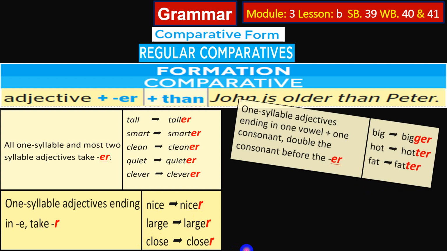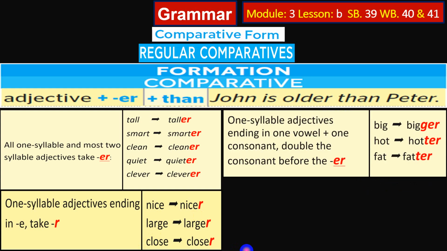Okay? Now let's continue. One-syllable adjectives ending in one vowel and one consonant double the consonant before the er. So when I have a look at this one, you know for sure the vowels and the consonants. The vowels are what? A, E, I, O, U. Okay? We have them. I have at the beginning here a consonant. Consonant means any letter that is not a vowel, we call this one a consonant. So I have consonant, then vowel, then consonant. What should I do to form the comparative form? So we double the last consonant, then add er.